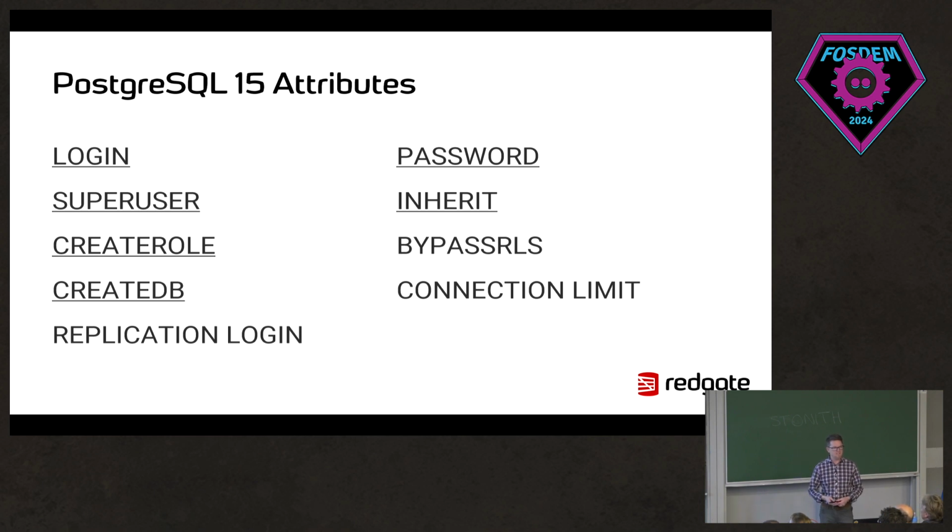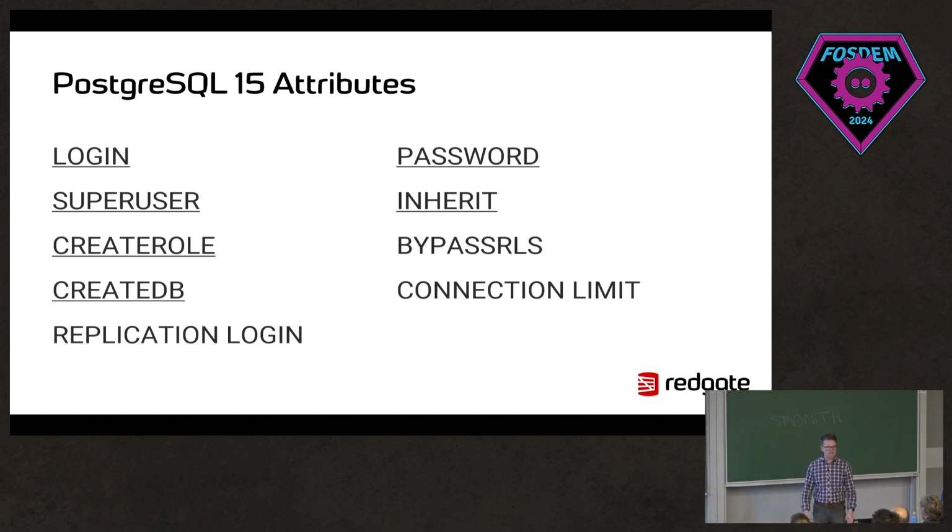I say Postgres 15. I think these have been the same attributes since Postgres 9.6. One might have changed. I don't remember, to be honest with you. The ones that I'm going to talk about just briefly through the rest of this, what most of you are probably concerned with as you are administering databases, are the ones that are underlined. Can you log in or not? Is this role a superuser or not? We'll talk about that in a minute. Can they create other roles? Can they create databases in this cluster? Is it password-based authentication? And then can they inherit privileges from other roles?